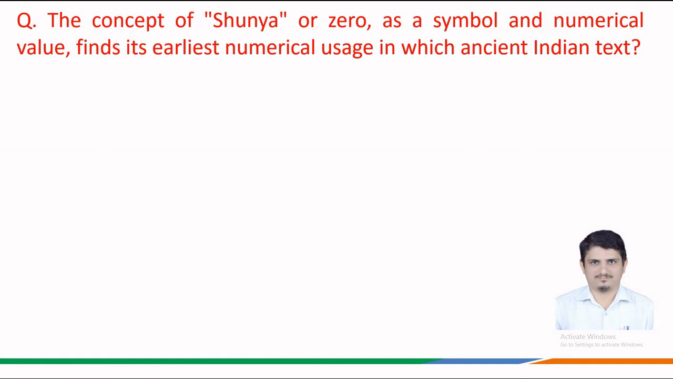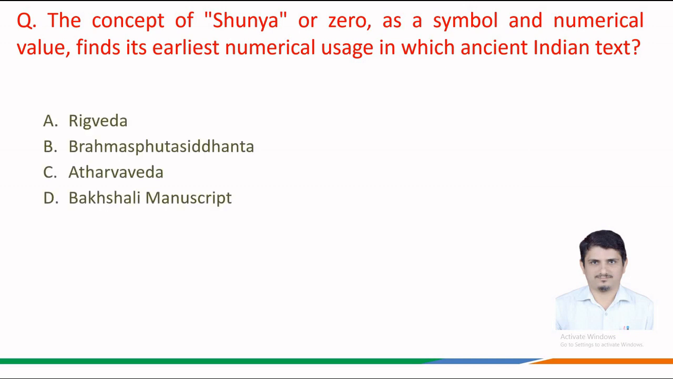The question that we have now is, the concept of shunya or zero as a symbol and numerical value finds its earliest numerical usage in which Indian ancient text? The given options are A, Rigveda, B, Brahmasputa Siddhanta, C, Atharva Veda, D, Bakshali manuscript.